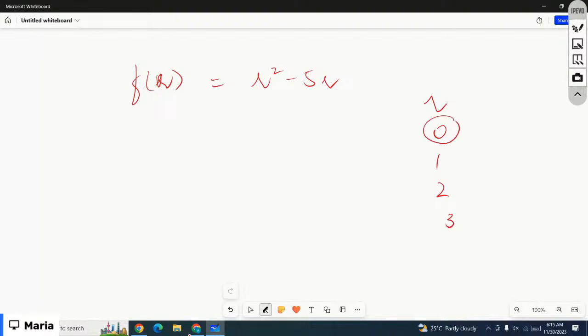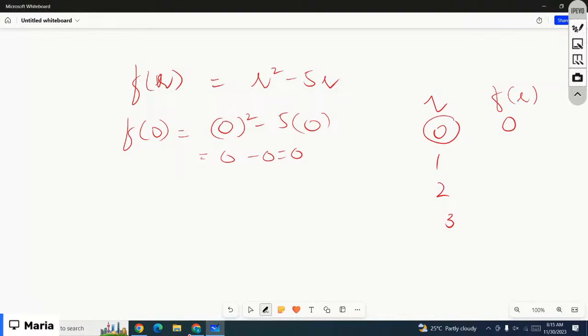Let's just start with 0. You have to evaluate f of 0, right? So that means you need to replace all the r with 0. That is 0 square minus 5 times 0. So 0 square is 0, minus 5 times 0 is 0, the answer is 0. That means when r is 0, f of r is also 0, right?